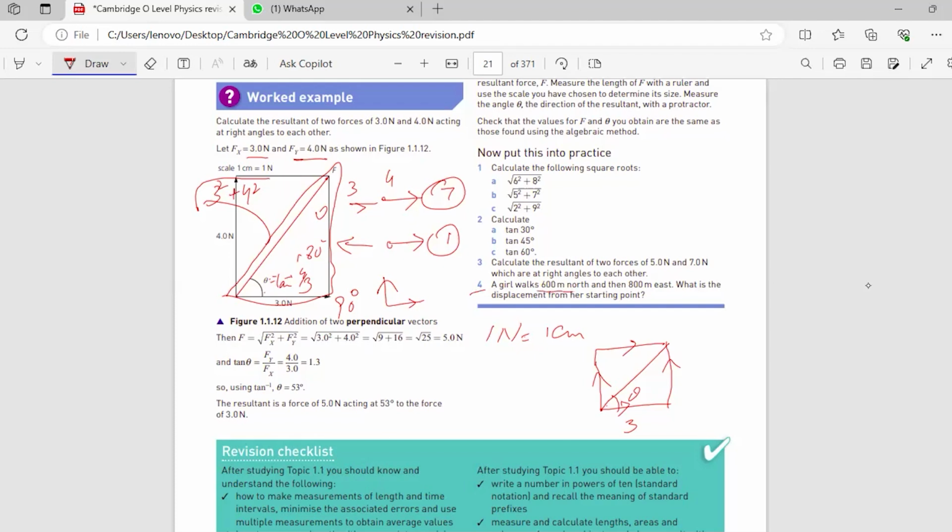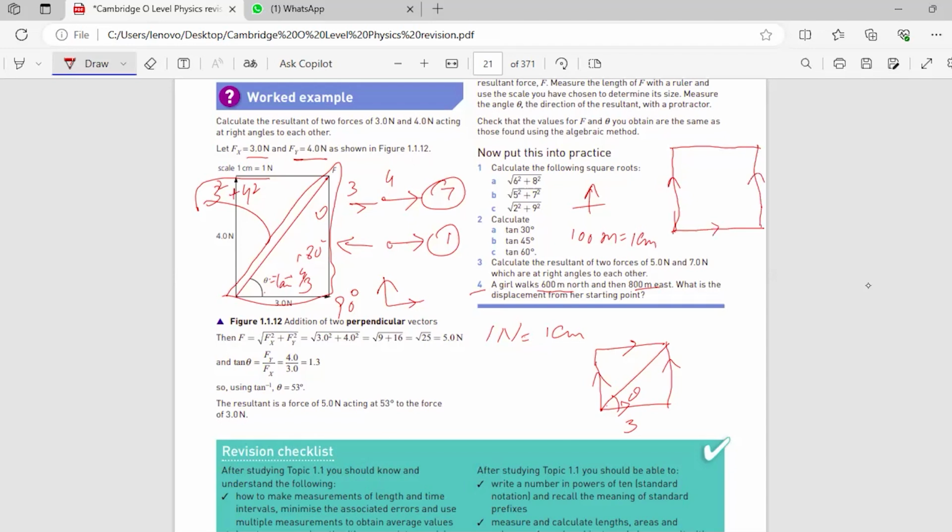Then this one: walk 600 meters towards north, then 800 meters east. What is the displacement? You have to draw the direction. This is towards the north. First take a suitable scale: 100 meters equals 1 centimeter. Then draw a 6 centimeter line towards the north, then an 8 centimeter line towards the east. Join these and you will get a parallelogram.